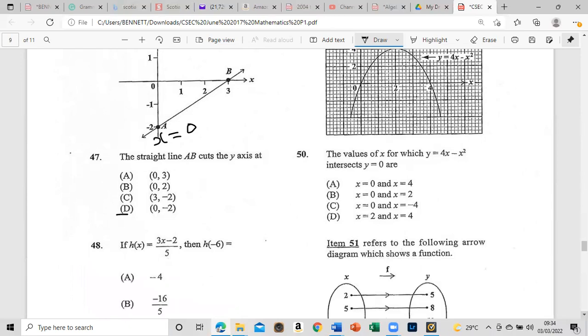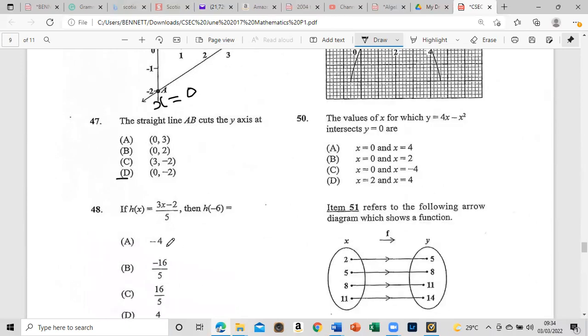Number 48 says if h(x) is equal to (3x minus 2) divided by 5, then h(-6) is equal to? Let's substitute negative 6 in it. So 3 times negative 6 is negative 18, minus 2. So that's negative 20 divided by 5. That gives us negative 4.